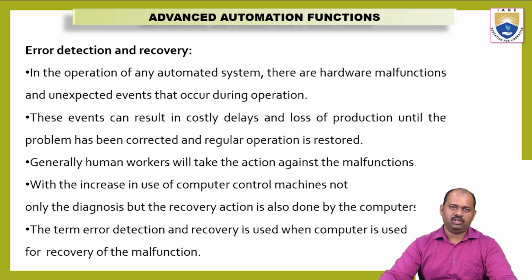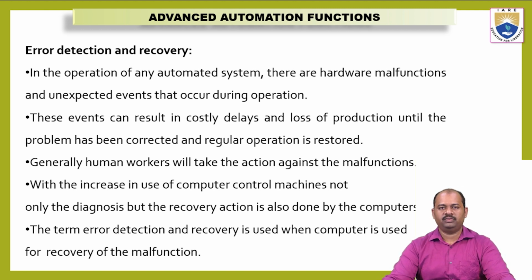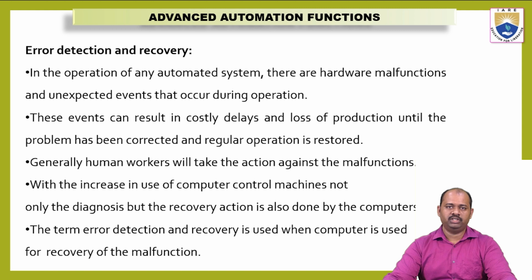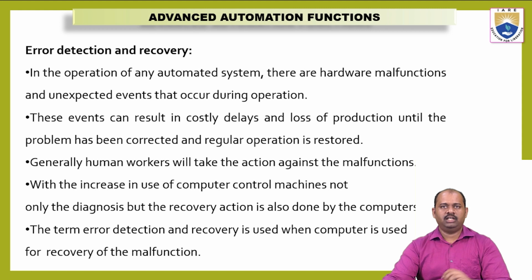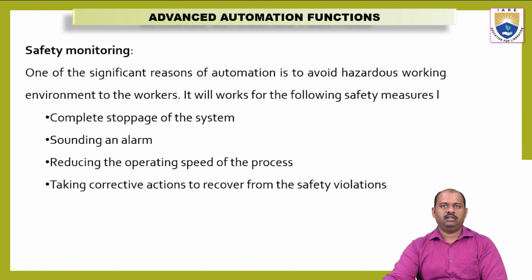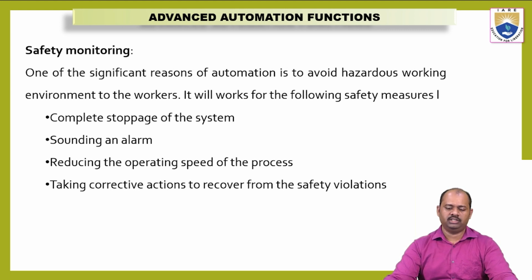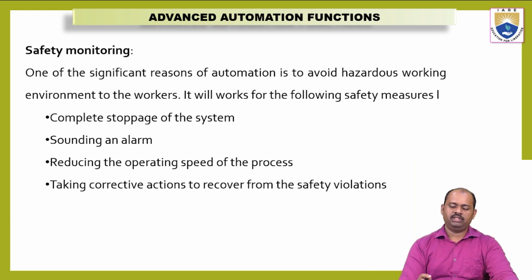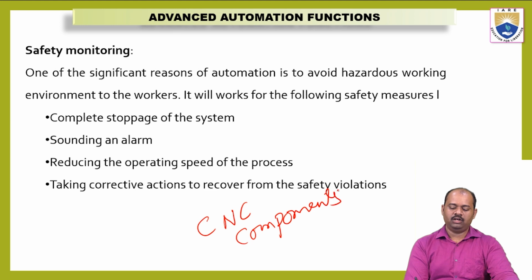So in this class, we have seen open loop and closed loop systems, where open loop systems are those where no feedback is taken from the output, and closed loop systems are those where the system takes the feedback information with the help of feedback sensors or feedback machines. And then we studied advanced automation systems, where we studied error detection, maintenance, and safety monitoring. So these are the advantages of the advanced automation system. Now, in the next class, we will see how a CNC machine works. What are the key components of a CNC machine?